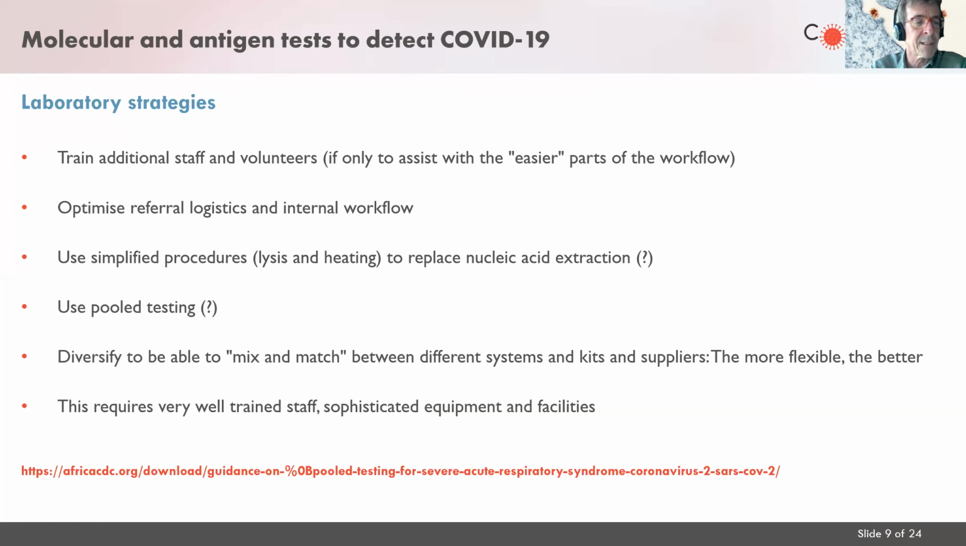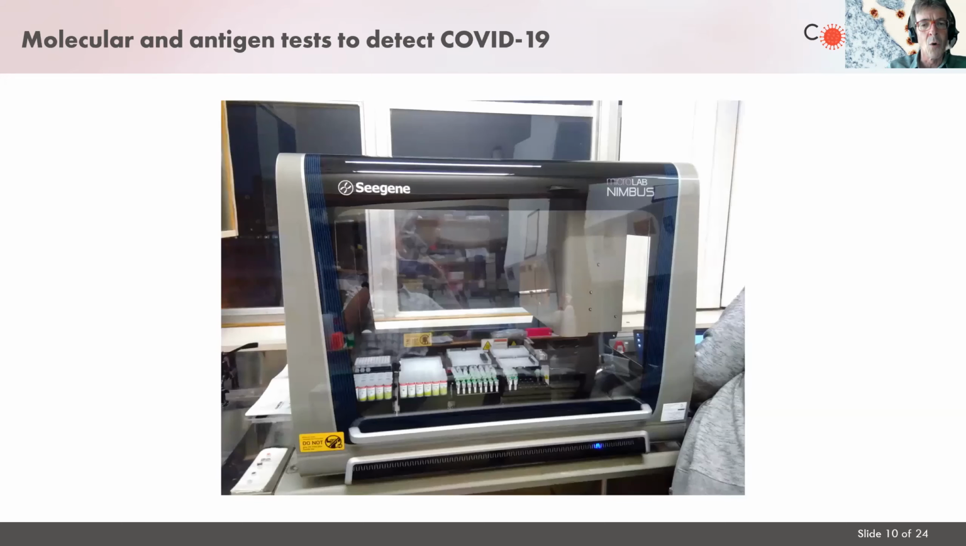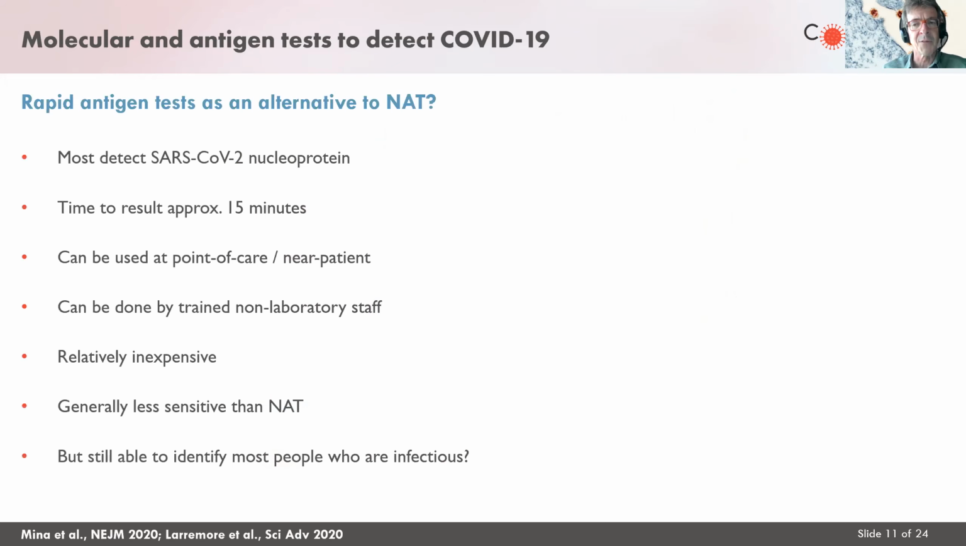What we find very important is diversification. Unless one is able to mix and match between different systems and kits and suppliers, one will run out of one or the other at some stage. The downside is, of course, that this cannot be done by people who just know how to operate one automated system. It requires well-trained staff, sophisticated equipment, facilities. So it's not a simple solution, again, that would suit all settings automatically. And that is one of the systems that we were fortunate enough to receive during the outbreak. And that, of course, helps a great deal. But again, it depends on certain supplies in terms of plastic consumables and reagents, and there is limited flexibility. So my advice to anybody would be: be as flexible and open in terms of systems as you can be.